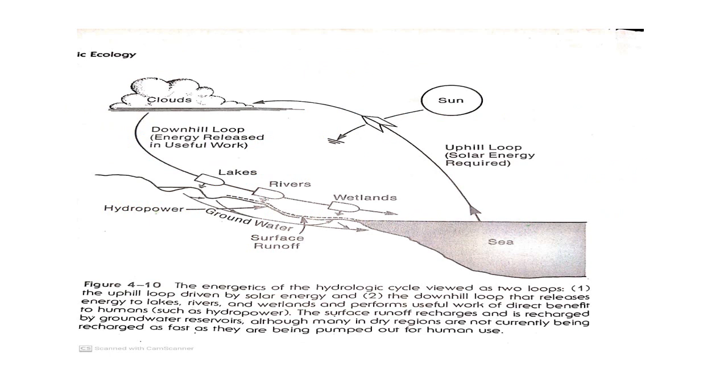This is a figure which shows the energetics of the hydrologic cycle, and there are two loops. One is the uphill loop, in which solar energy is required for the conversion of water into vapors, and these vapors are then condensed into clouds. The clouds then release the energy by dropping rain, and this energy is useful for doing various tasks, as we have discussed previously, and we have used this energy in hydroelectric power generation as well.